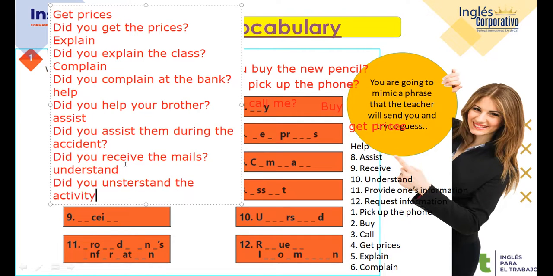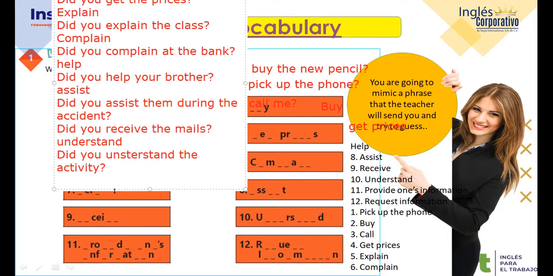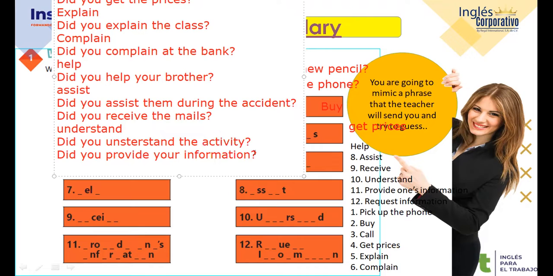Okay. Number 11. Provide one's information. Did you provide? Did you provide one's information? Did you provide your information, right? Okay, did you provide your information? And 12.